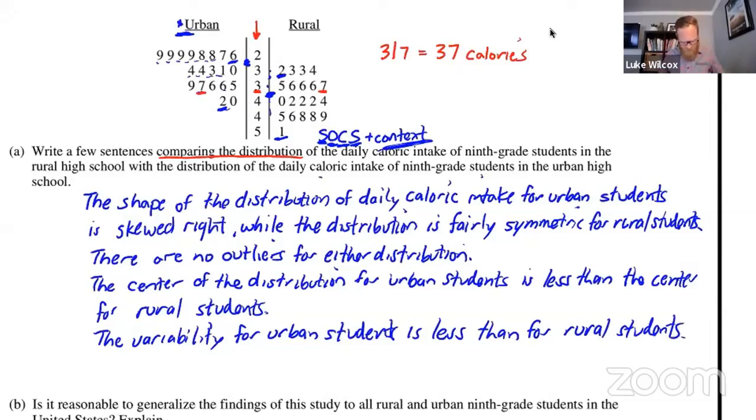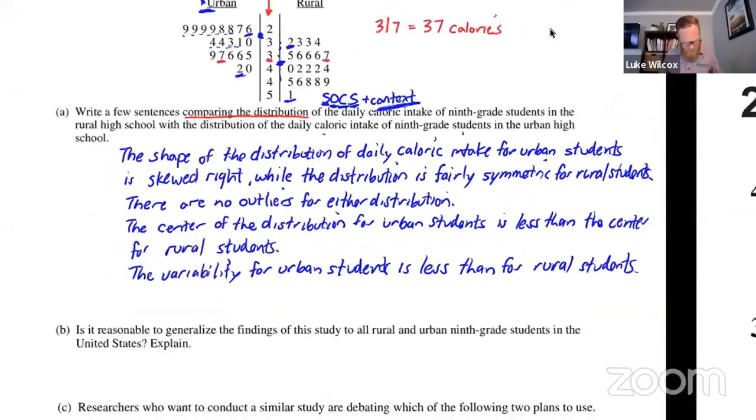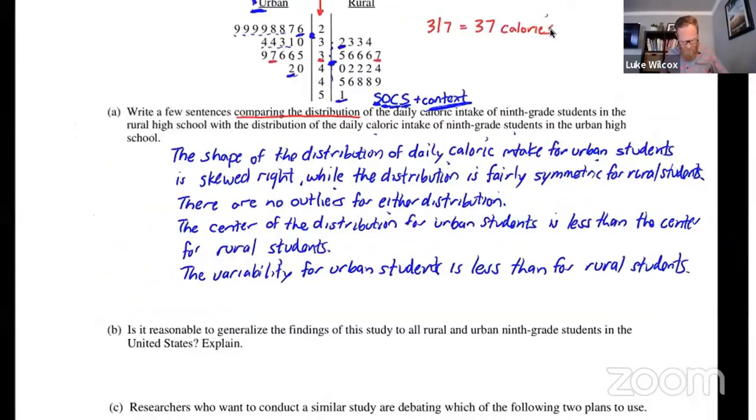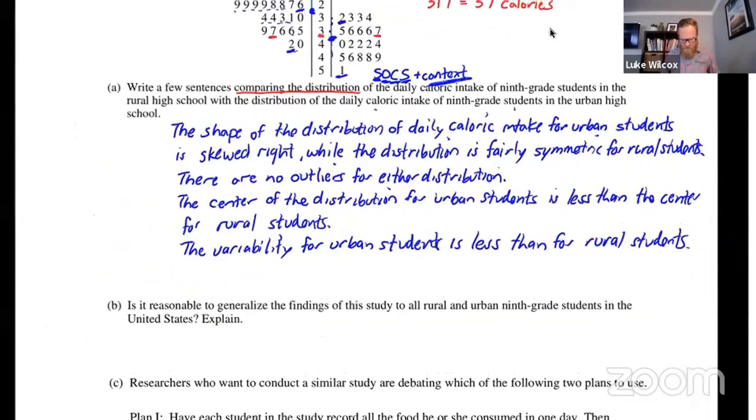All right, let's move to part B, which says, is it reasonable to generalize the findings of this study to all rural and urban ninth grade students in the United States? I think this is the word that's important here. Can we generalize to a larger population? Well, it depends how we took our random sample here.